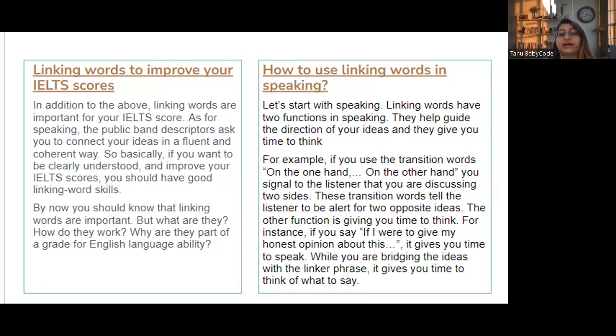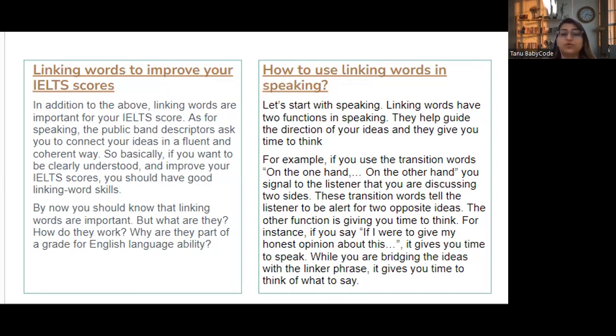Before moving forward, I'm going to talk about two ideas and will give you some time to think. When you want to make a comparison, I'm just giving an example, when you want to talk about two sides, one side and the other side, what linking words do you usually use? We use on the one hand, on the other hand. That means you talk about two sides, two opposite sides, right?